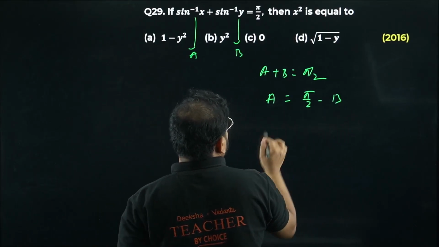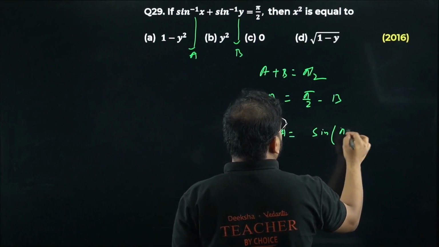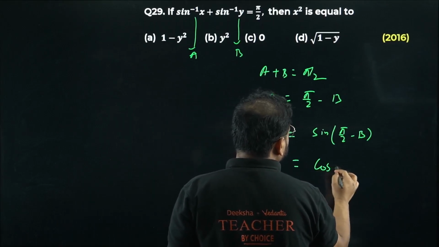Now apply sine on both sides. I get sine of A equals sine of pi by 2 minus B. Please check. I get over here cos of B.